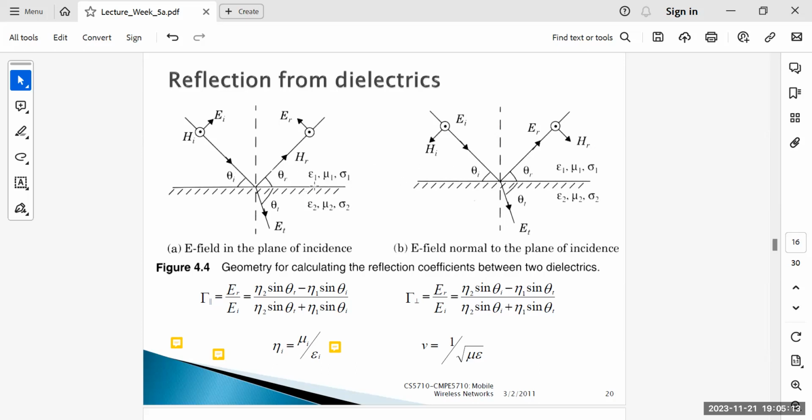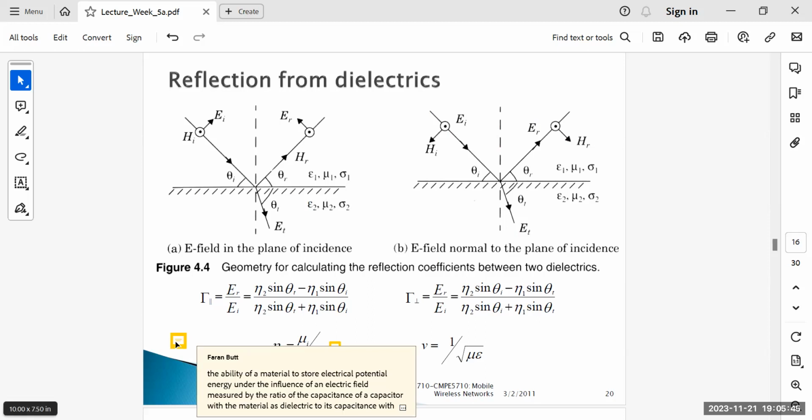So in this case, you can see that epsilon 1, mu 1, sigma 1 denote the permittivity, permeability, and conductivity of object A or the surface A or the surface 1. And epsilon 2, mu 2, sigma 2 are the corresponding electrical permittivity, magnetic permeability, and conductivity of material 2. And similarly for this B as well.